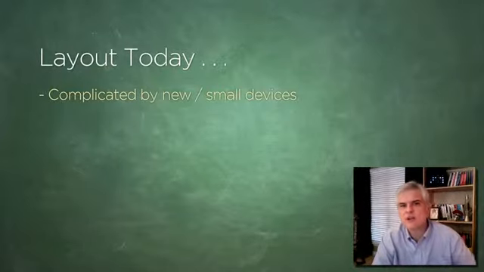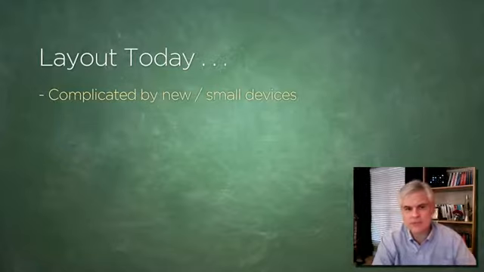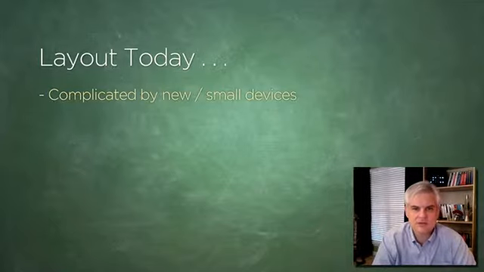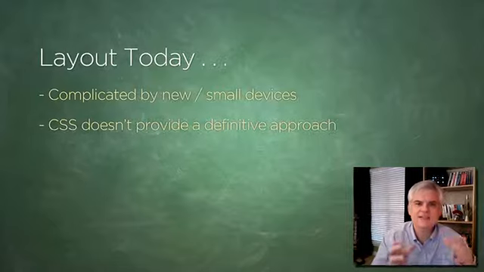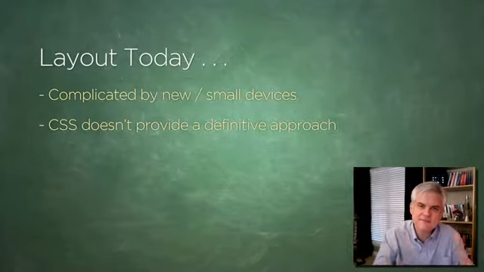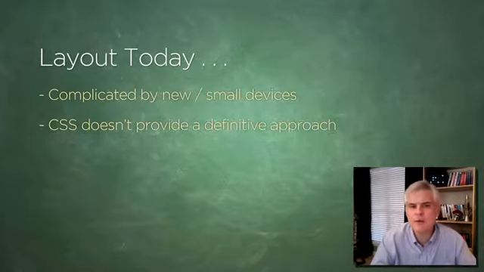Through the years, there have been a number of workarounds and hacks to make it work. Many times there would be downsides to a given approach. So again, the table approach, like we talked about a little bit earlier. If we want to be true to the semantic reason for the table, we should avoid using the table for layout. The fundamental problem is that CSS has never attempted to provide a definitive means for laying out web pages.